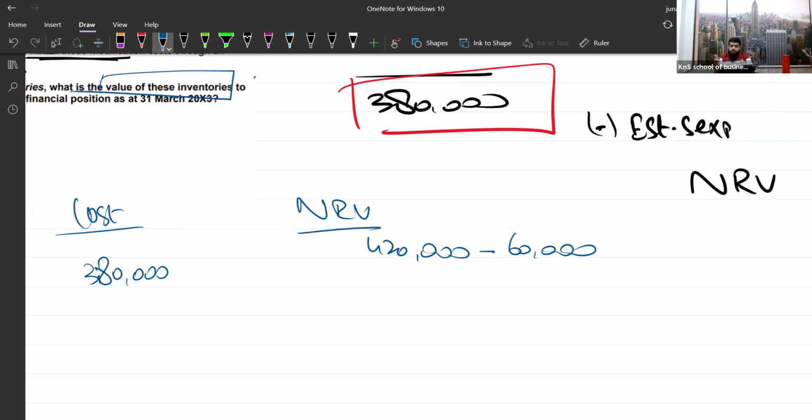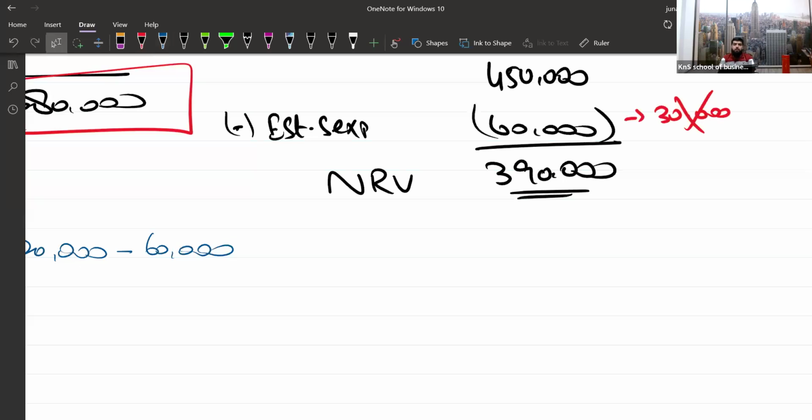Right? So you must have deducted the whole selling expense of 60,000. So that is something you have to do over here. This is your estimated selling expense.